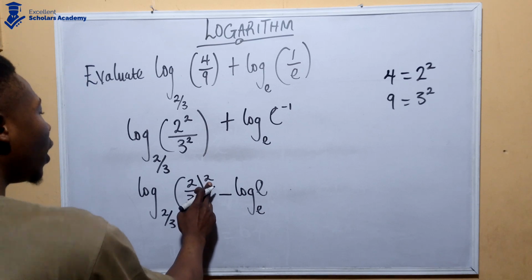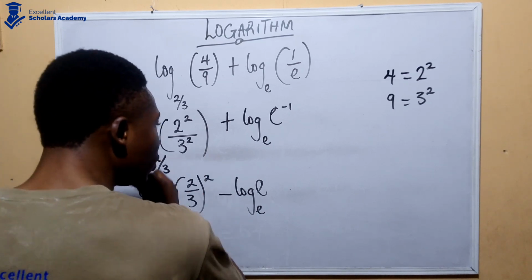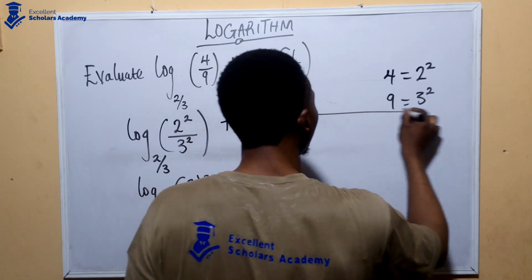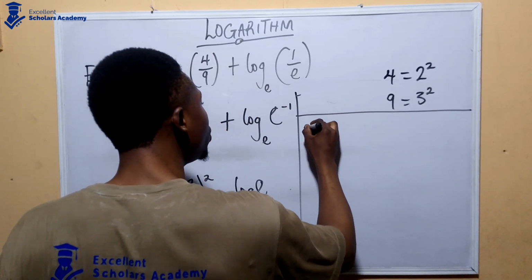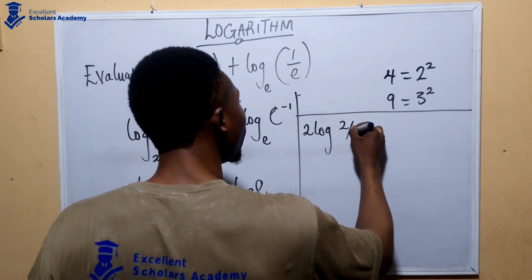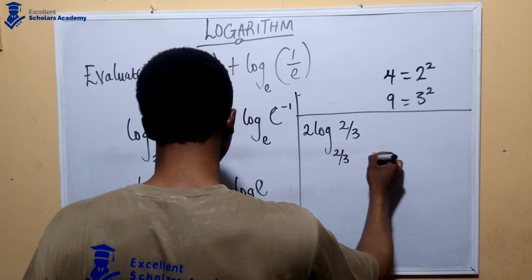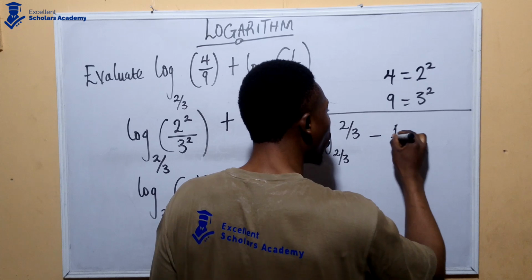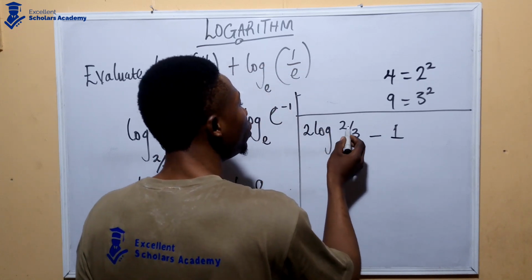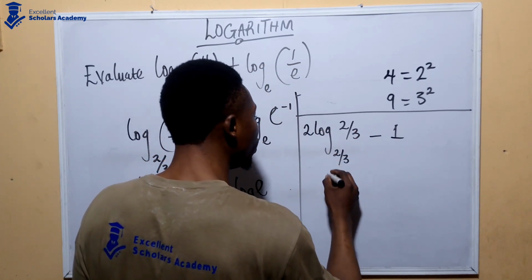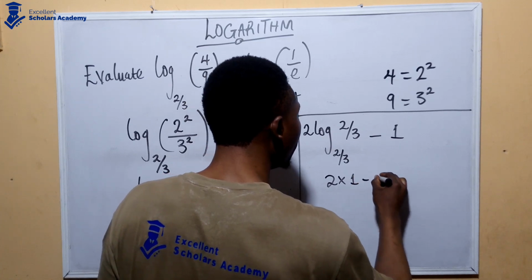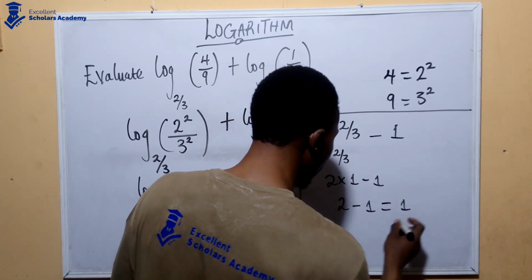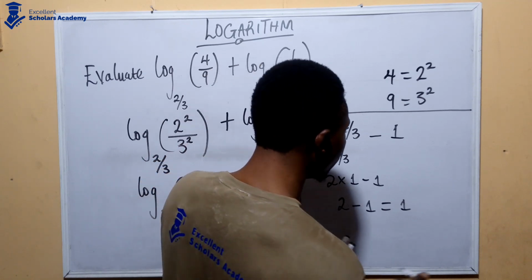Now the power of these two can come behind. So when it comes behind, this becomes 2 log 2 over 3 base 2 over 3 minus log e base e. Log e base e gives us 1. And log 2 over 3 base 2 over 3 also gives us 1. So this is going to be 2 times 1 minus 1. Now 2 times 1 gives us 2, minus 1. That's going to give us 1. So the answer to this question is 1.